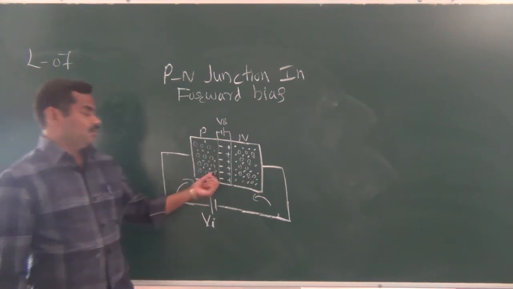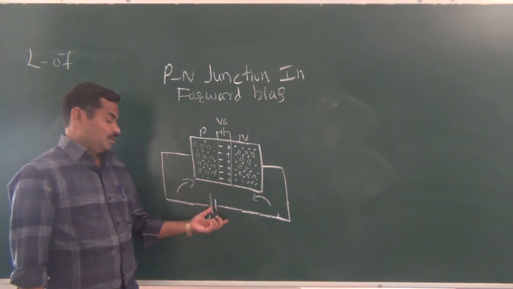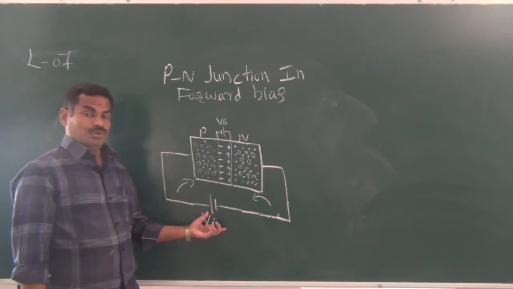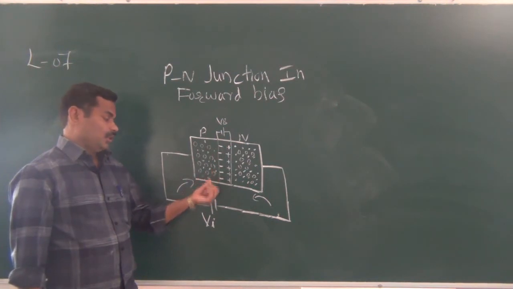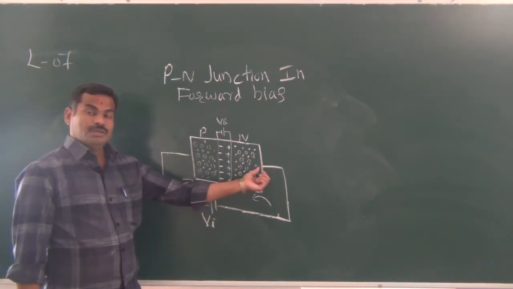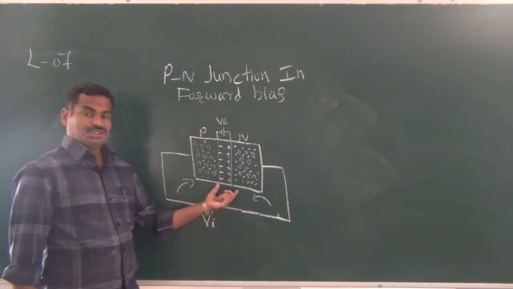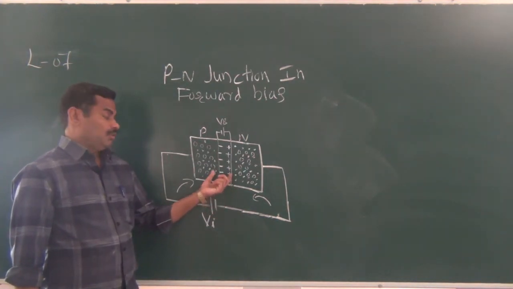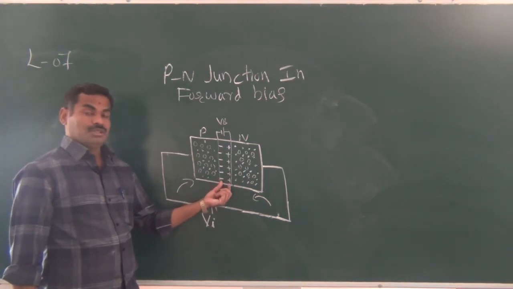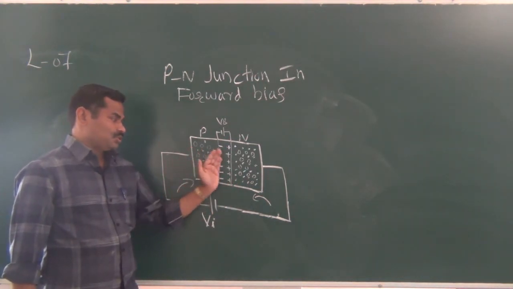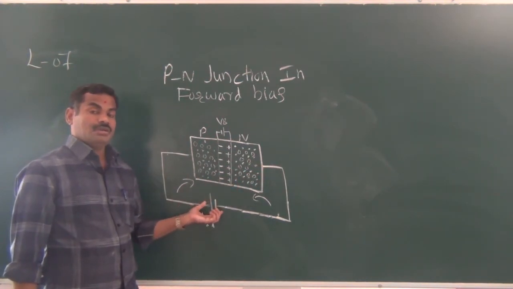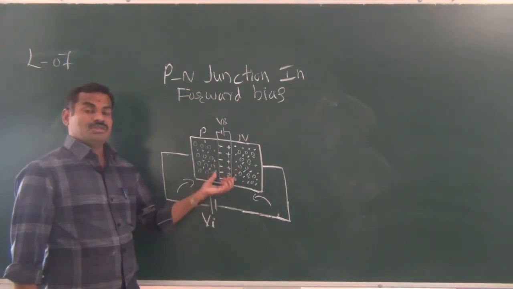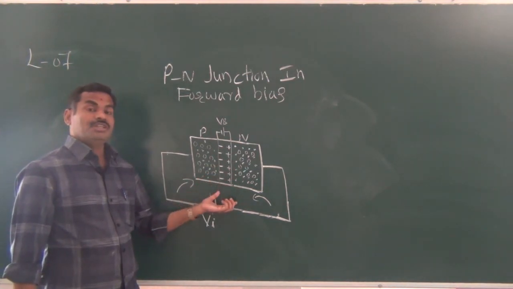It means if you apply the forward voltage, the holes will be repelled by the positive battery and electrons will be repelled by the negative battery. They move towards the junction. And when they move towards the junction, they will reduce the depletion layer. Because the holes are moving this side, electrons moving this side, the depletion layer will be reduced. We are decreasing the width of the depletion layer.